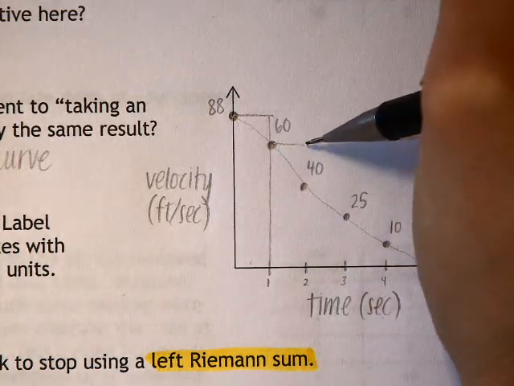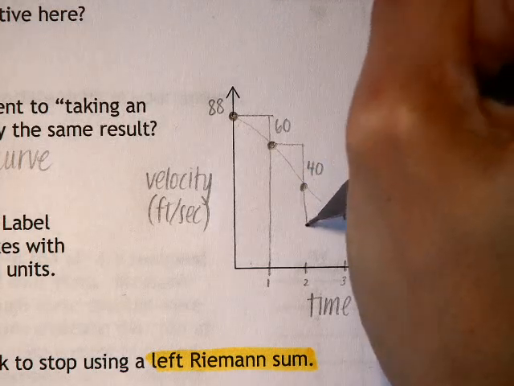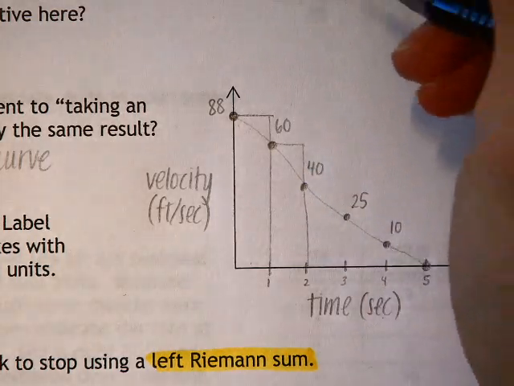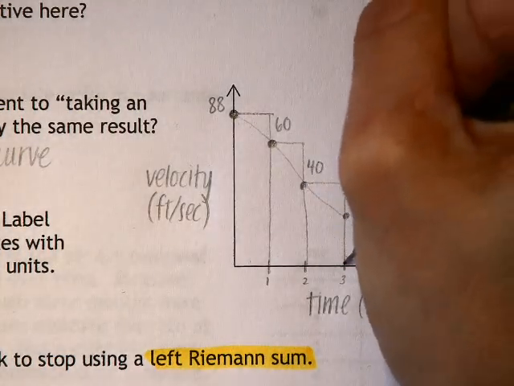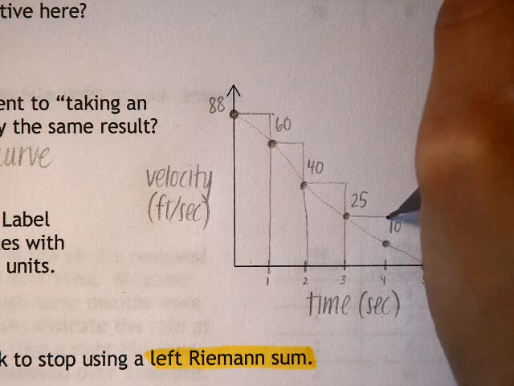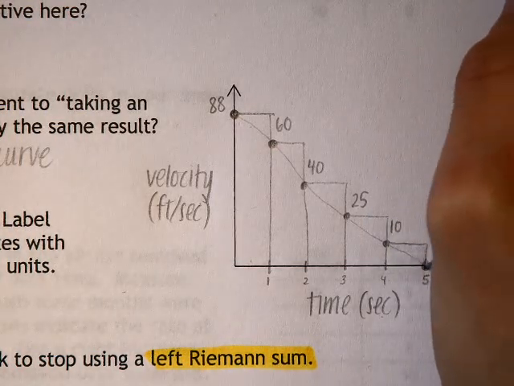So notice I stopped right above where the next dot looks like it would begin, and then drop the height straight down. Same thing for 40. I'll extend across and then down. 25 across and then down. 10 across and then down.